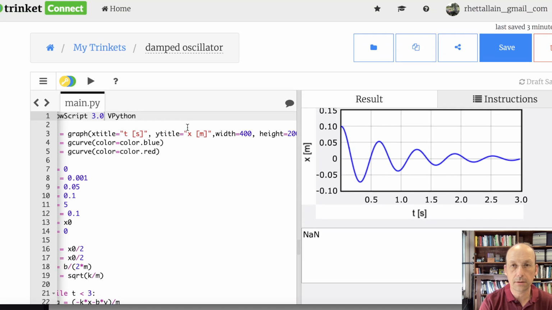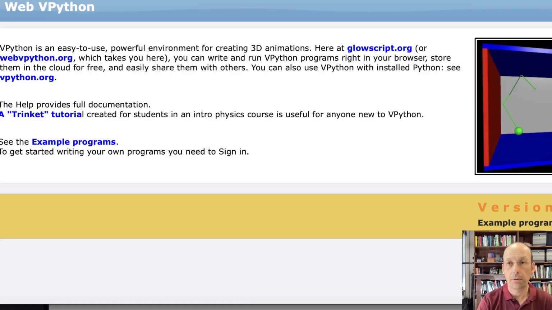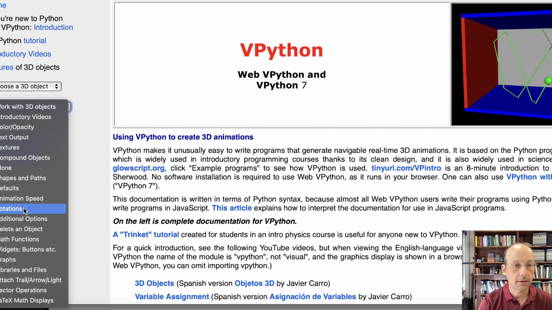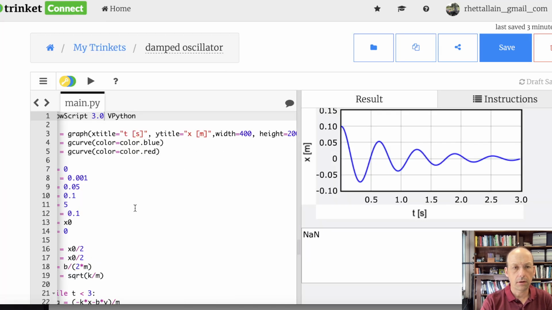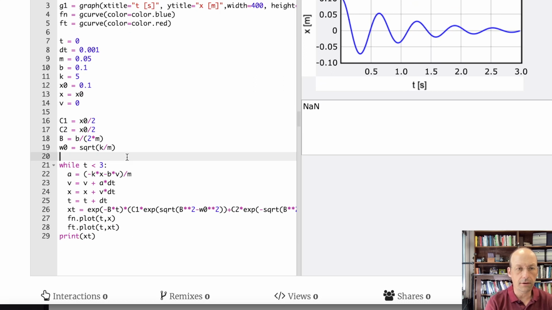Okay, let's check something here. GlowScript. Help. Work with 3D objects. Math. Functions. Okay, what do we have? exp to the x. So it is e to the x. So why is that not a number? So I must have typed something wrong in my equation down here. Okay, let's just try this.